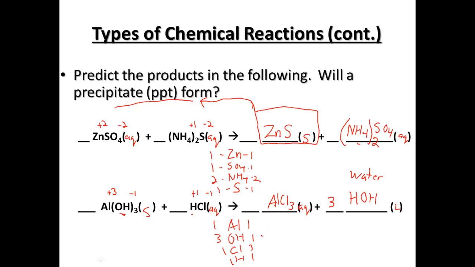So 3 times hydrogen gets us to 3, and then in order to finish out the balancing, we need 3 in front here, which gets us to 3 chlorines and 3 hydrogens. So in the end, both sides have the same number of atoms, so we have a balanced chemical equation.